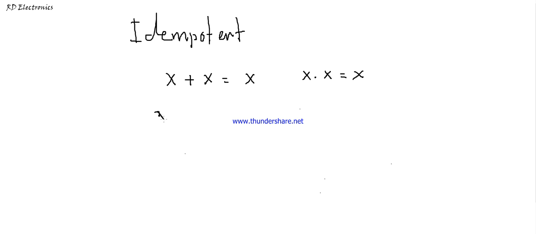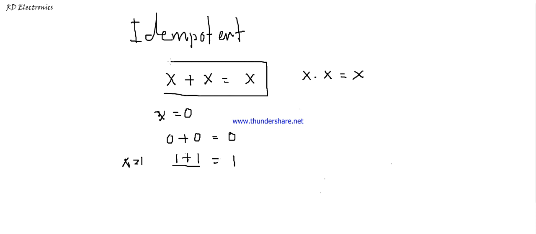Consider x equal to 0 first. From the Boolean theorem we know that a logic OR operation between 0 and 0 gives output equal to 0, and if we consider x equal to 1 and perform the logical operation between them, then the output is also logic 1. So that's why you can say that OR operation between two same variables is equal to that variable.